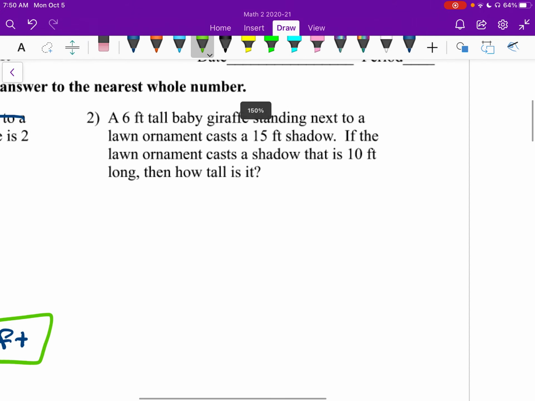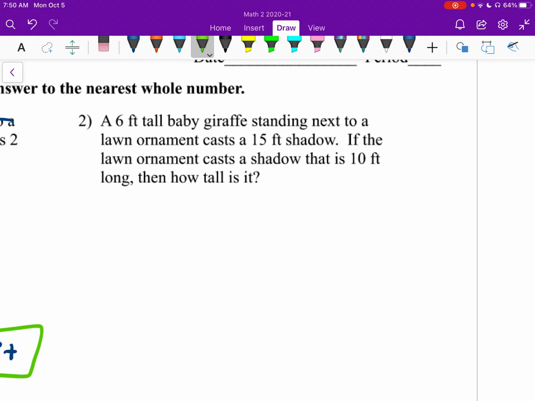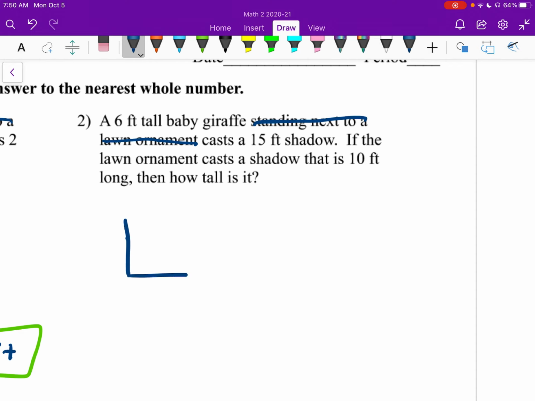All right, number 2. A 6-foot tall baby giraffe is standing next to a lawn ornament and casts a 15-foot shadow. So again, the wordings of these problems are sometimes kind of wonky. We don't care that it's standing next to a lawn ornament right now. We just care that it casts a 15-foot shadow. So we have our baby giraffe. We have a 15-foot long shadow. So here's 6, here's 15. We say the lawn ornament casts a shadow that's 10 feet long. How tall is it?